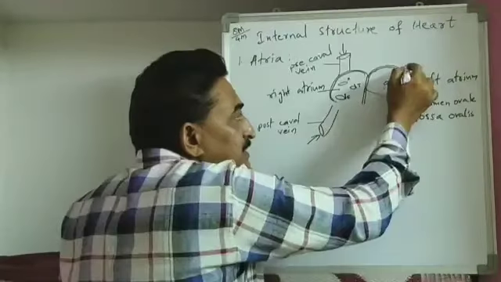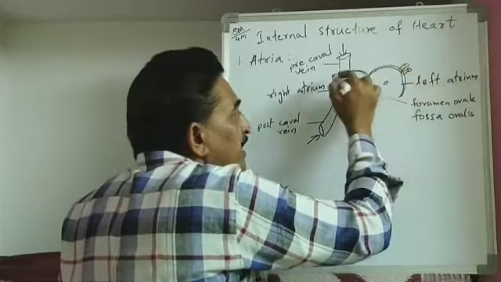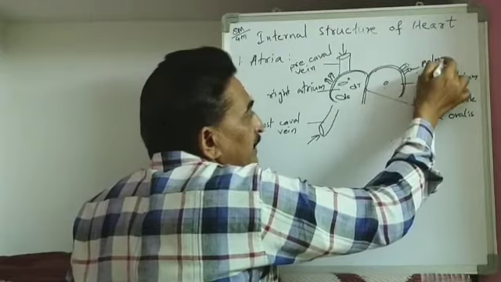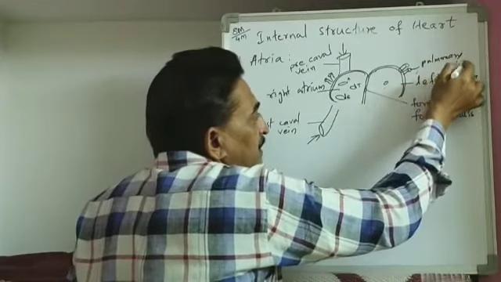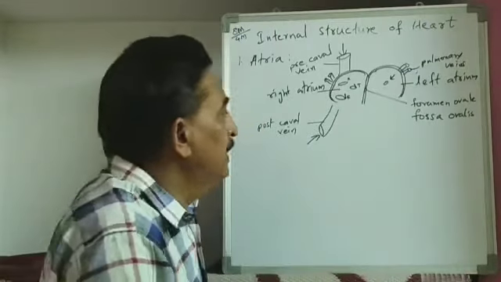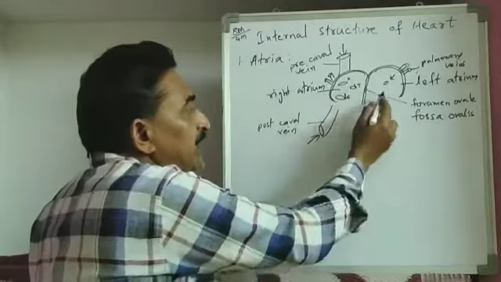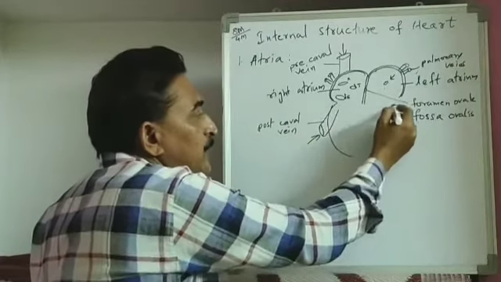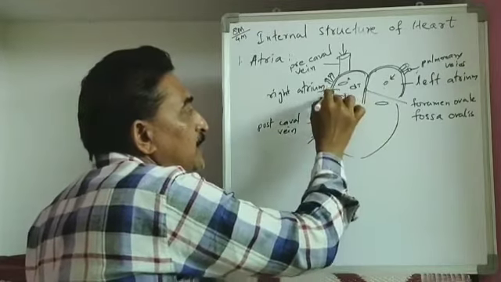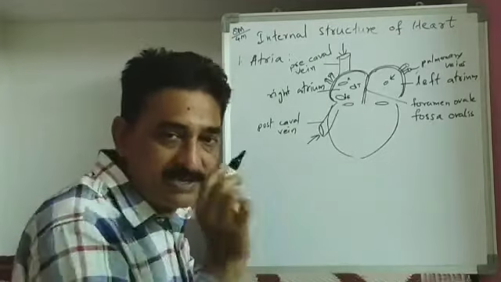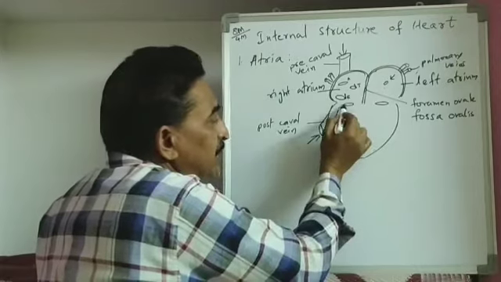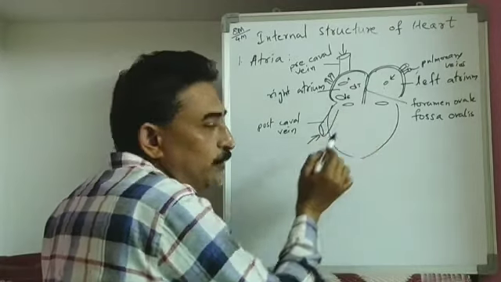Left atrium receives two pairs of pulmonary veins. They are called pulmonary veins. Pure blood comes into the left atrium. Then one more thing: these two atria open into ventricles by atrioventricular apertures. Apertures means holes. This is the right atrioventricular aperture, left atrioventricular aperture.